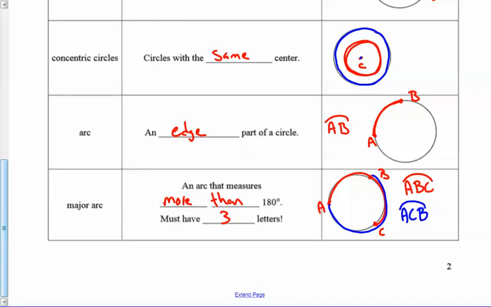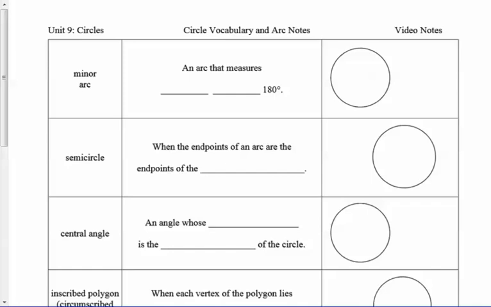And those are 2 different arcs, right? But you follow the direction it tells you to go in. Go from A to B through C. Go from A to C, but go through B first. Okay, major arcs, more than 180 degrees, which means they're more than half the circle. A minor arc is one that measures less than 180 degrees, which means it's less than half a circle.